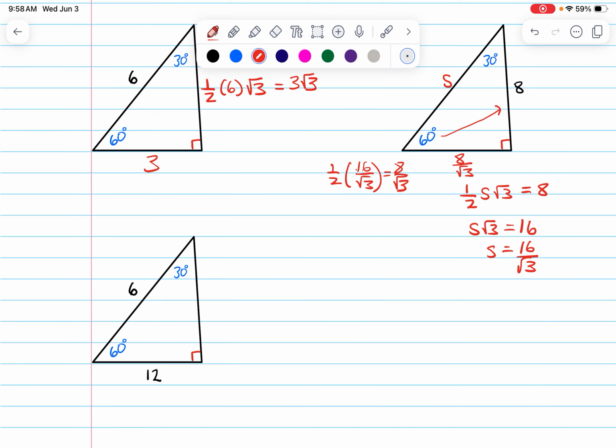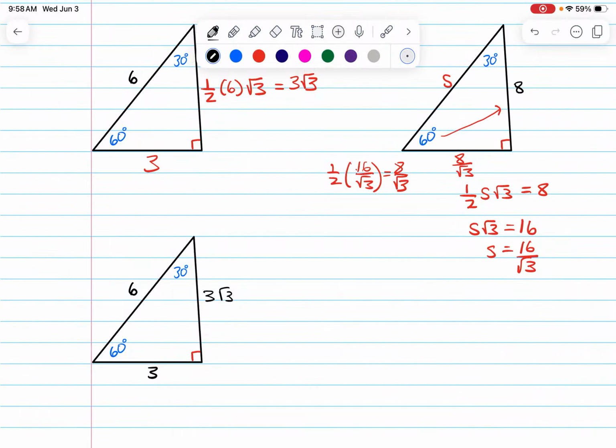Okay, now here's one more. The side opposite the 30 degrees is 1/2 the hypotenuse. I wrote 12 in there, but it's 3. I doubled it. Okay, 1/2 the hypotenuse. And then you can see this is 1/2 the hypotenuse times the square root of 3.